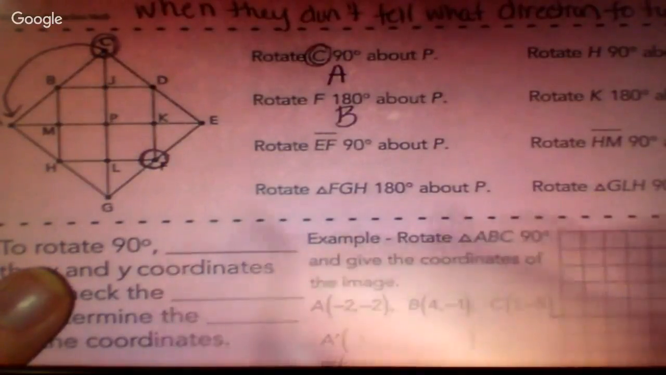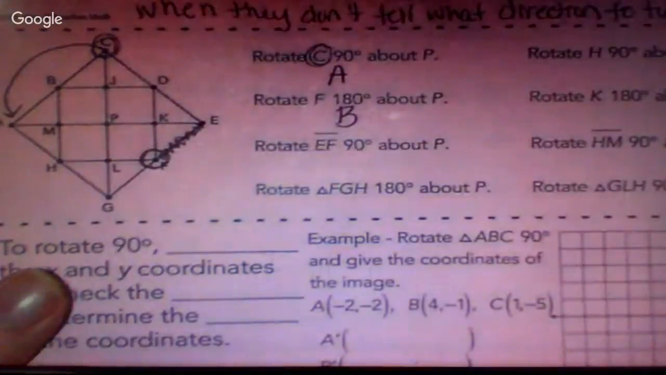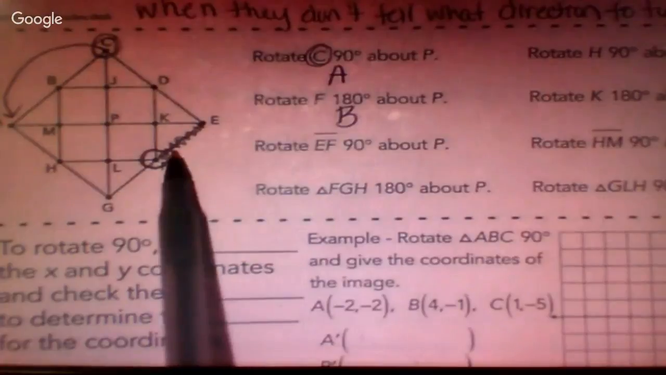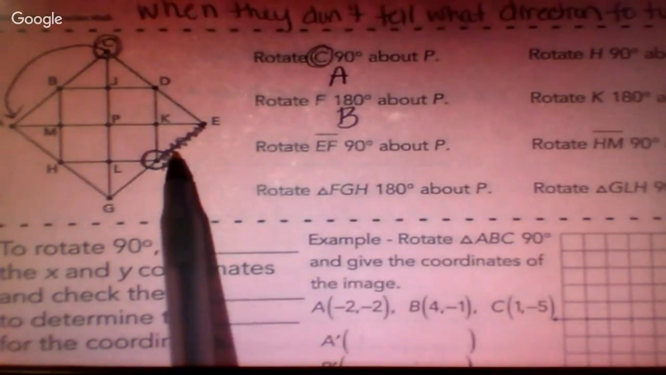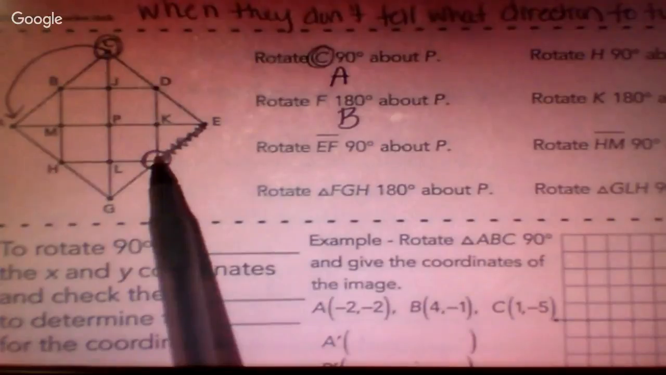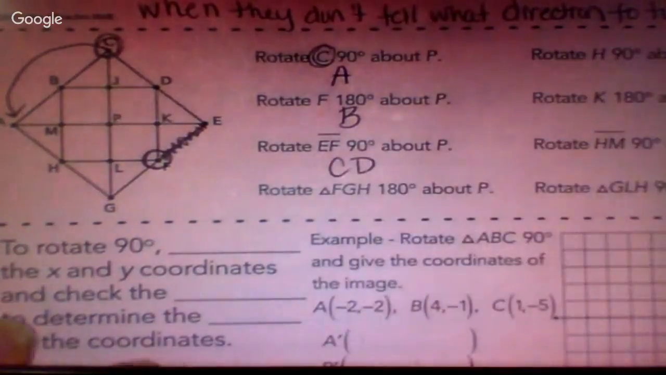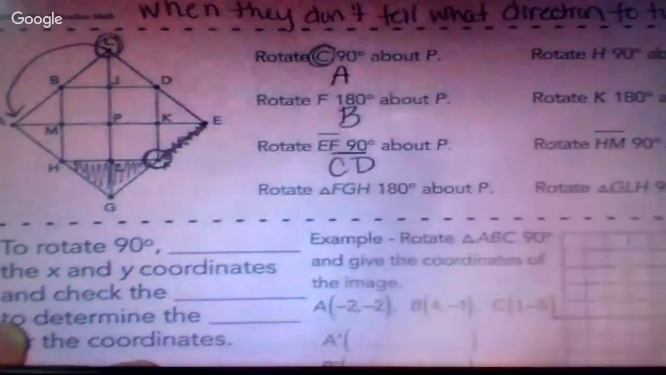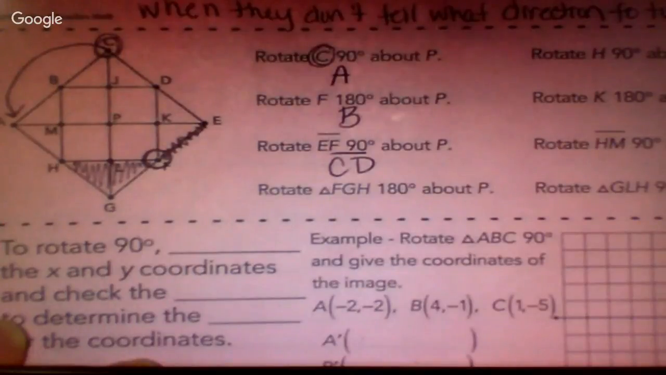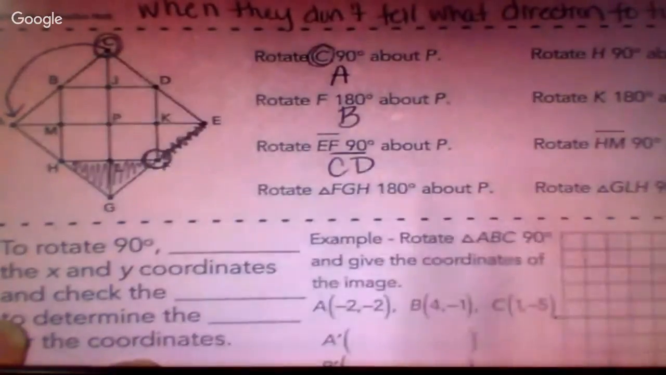Okay. Now we're at this line here. Line E to F. Okay. I'm going 90 degrees counterclockwise. So E to F is going 90 degrees counterclockwise. Where am I going? C to D. Okay. The last one. I'm going FGH. So this triangle down here. And we're going 180 degrees. Good. It's B, C, D.